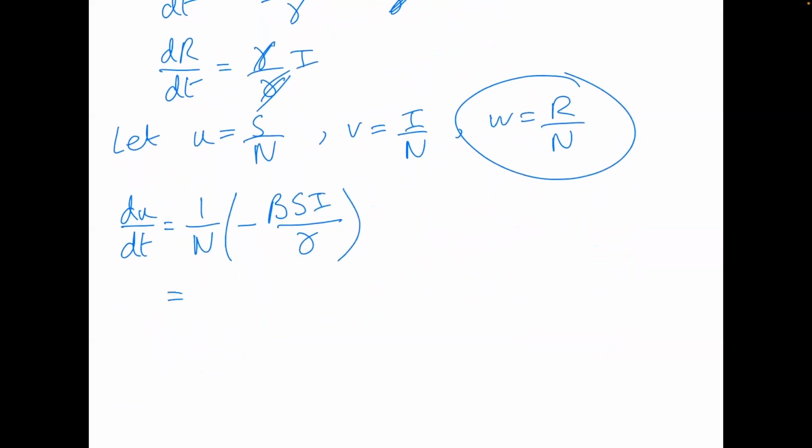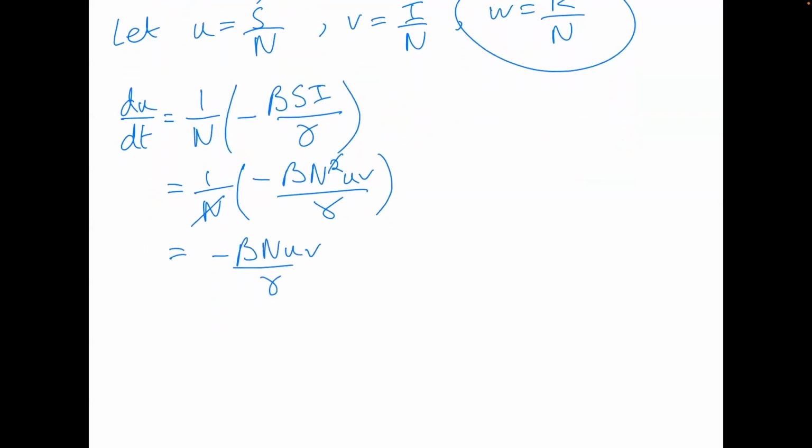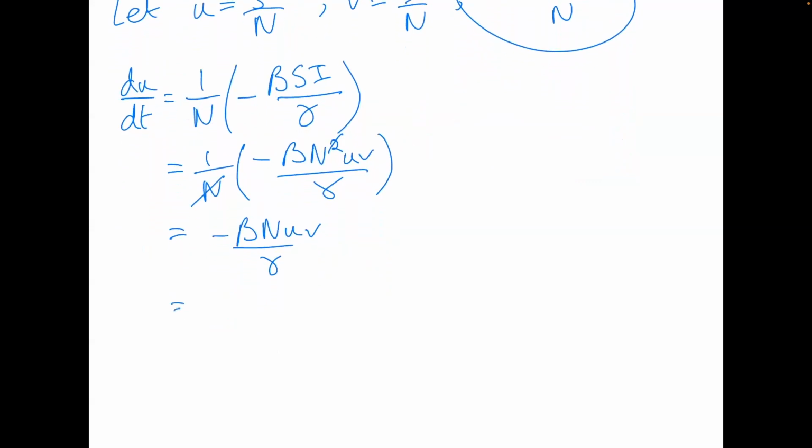And then if I do my variable substitutions, we're going to have 1 over N times by minus beta. S is just U times by N, and I is V times by N, so we're going to have an N squared times by UV over gamma. This N out here cancels with one of them up there, so we just end up with minus beta N UV over gamma. And since N is a constant, I can write this as minus R naught times by UV, where R naught is beta N over gamma.